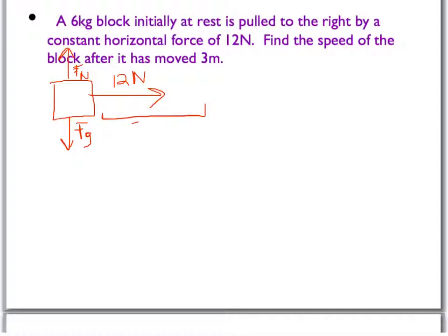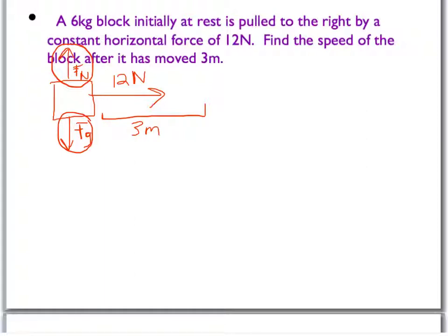of 3 meters. Now, if we attack this problem using work and energy considerations, we can right away note that the force of gravity and the normal force are not going to do any work in this situation. Since the block is being displaced to the right 3 meters, these forces, which are at 90-degree angles from the direction of the displacement, can by definition do zero work on the object.